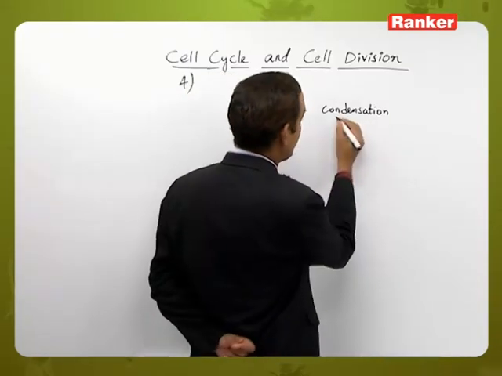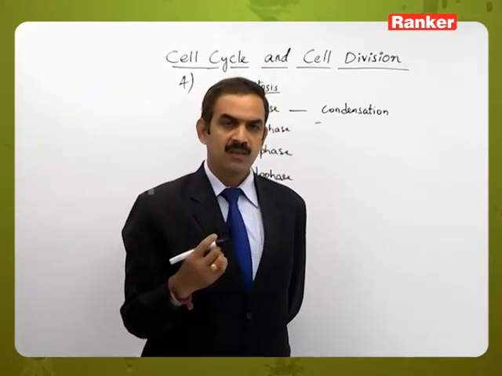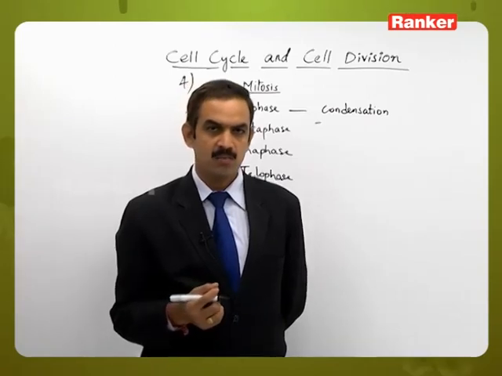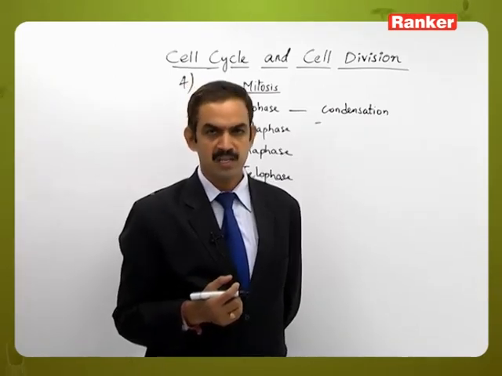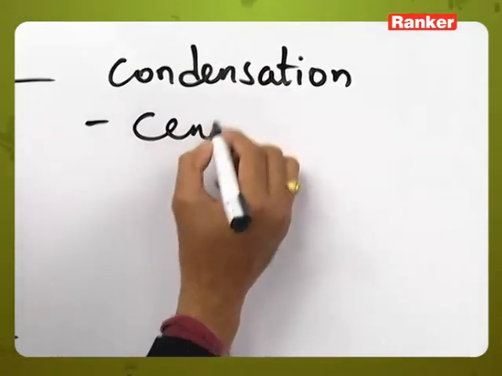So this is one thing. And at the same time, if you take the animal cell, centrioles are the structures which help in the formation of the mitotic spindle or spindle apparatus. So these centrioles will move towards the poles.